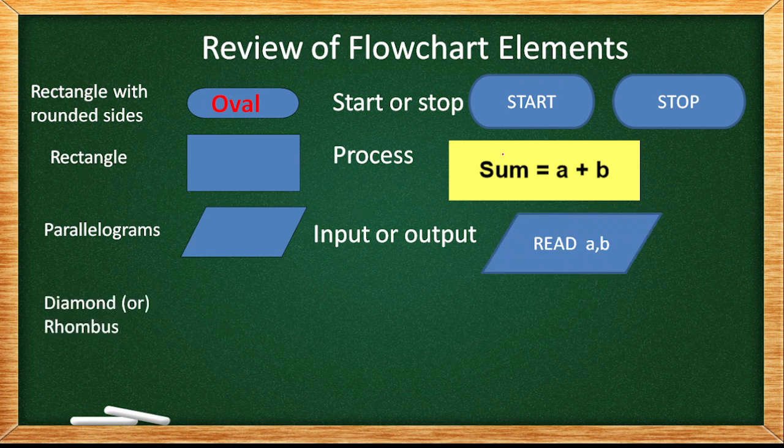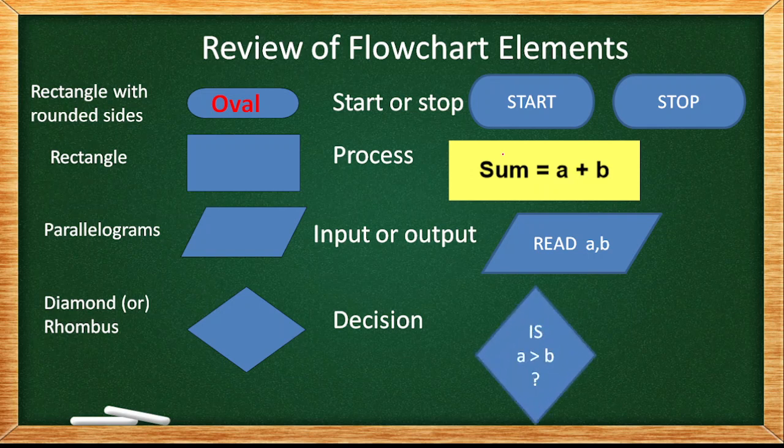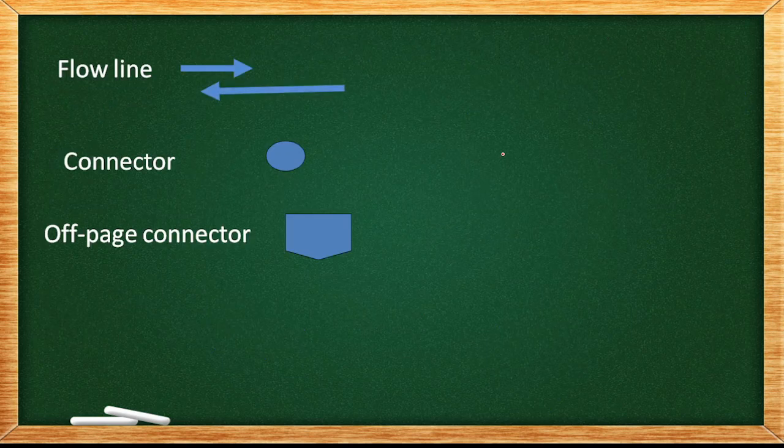The diamond, a rhombus symbol, is used for decision making, like yes or no, true or false. The other symbols are connecting lines, straight lines, left line, right line, and the connector. The connector is normally used to continue to the next page. When we use the connector, we must also use the page connector.